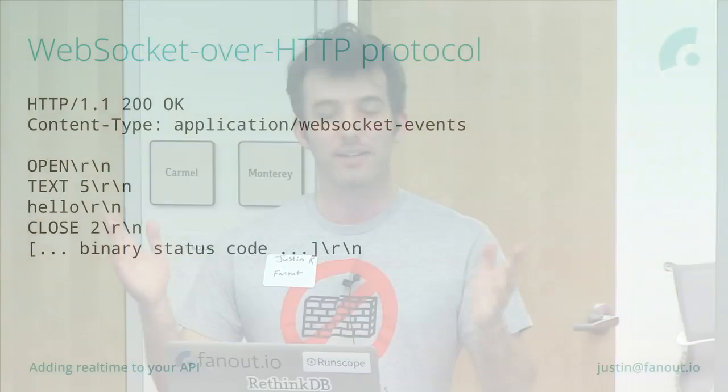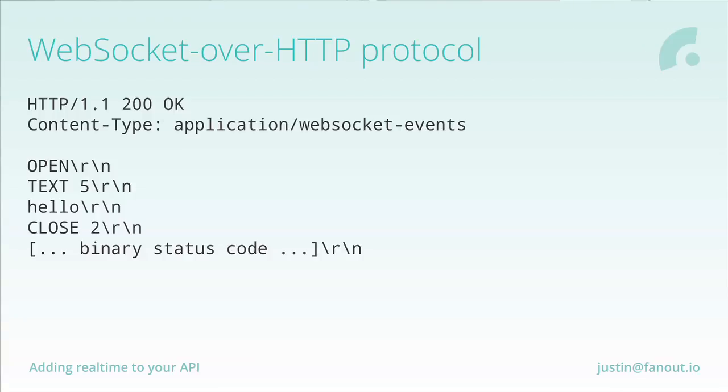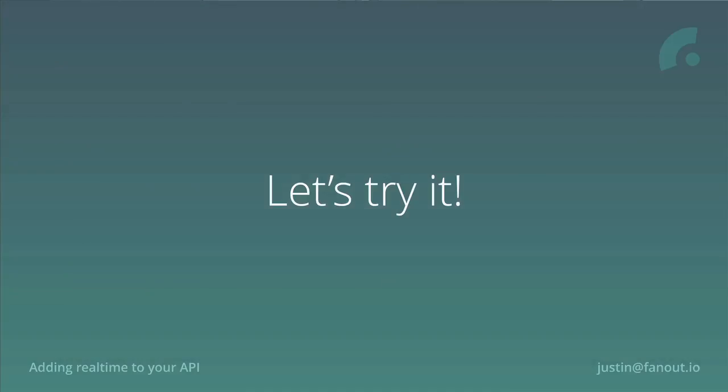And then your backend can respond with various events as well. So this response is saying, okay, I'm going to send an open event back. That means accept the connection. Here's a text message with 5 characters, hello. I'm also going to close the connection, and maybe you include a status code in there. So you can send as many as you want, but you can only send them in reaction to an event that just came in. So let's try this now.